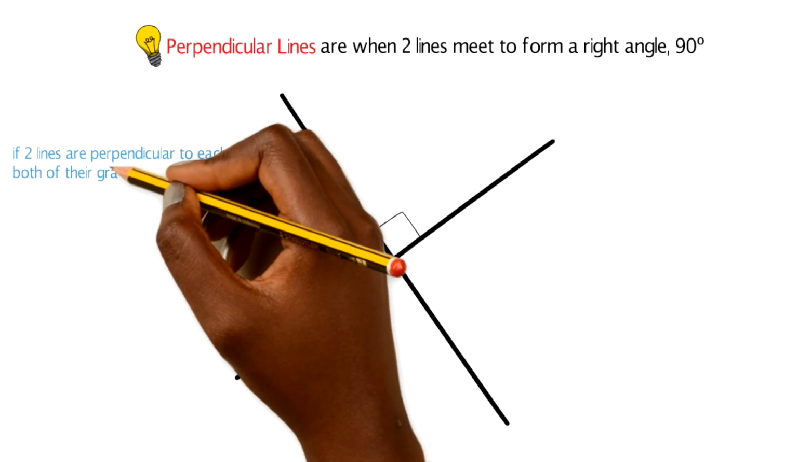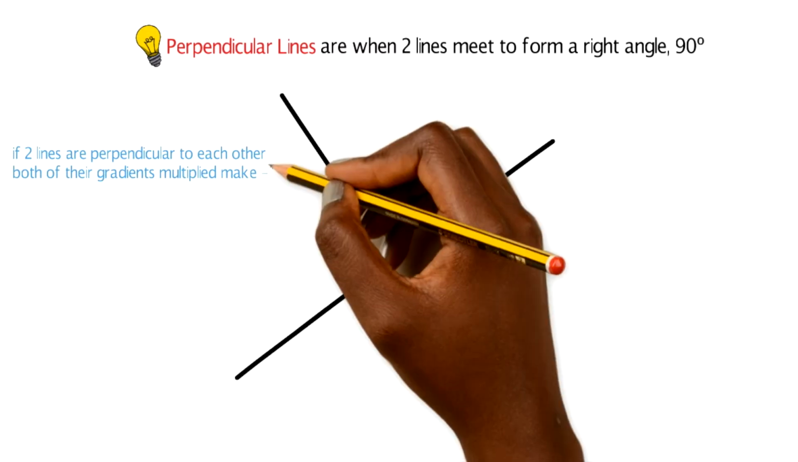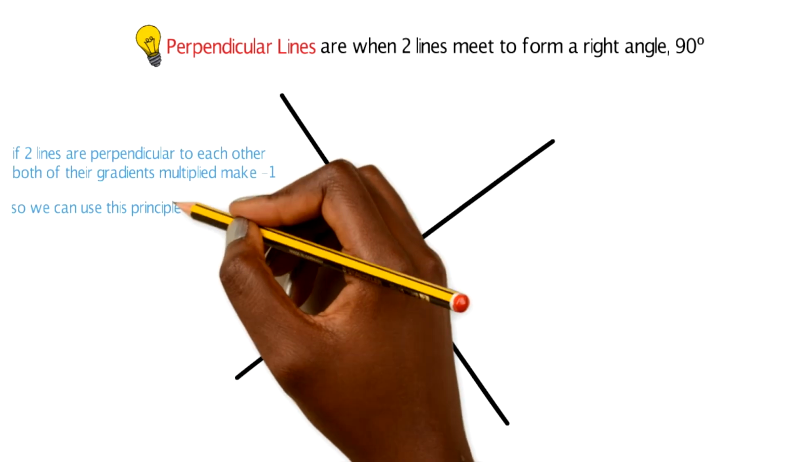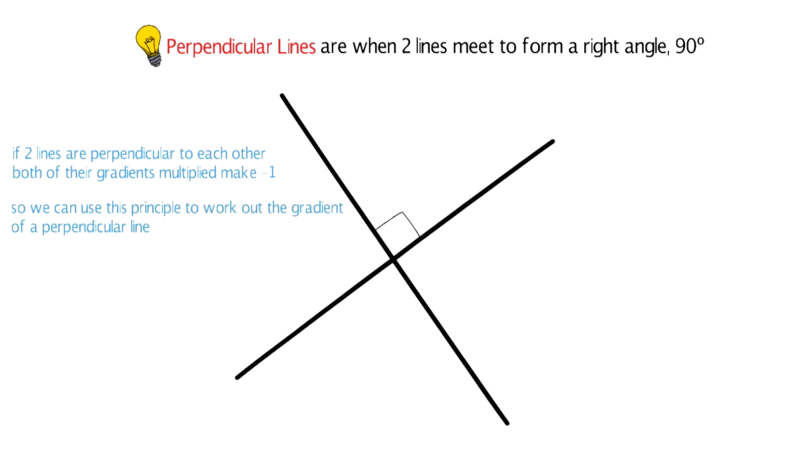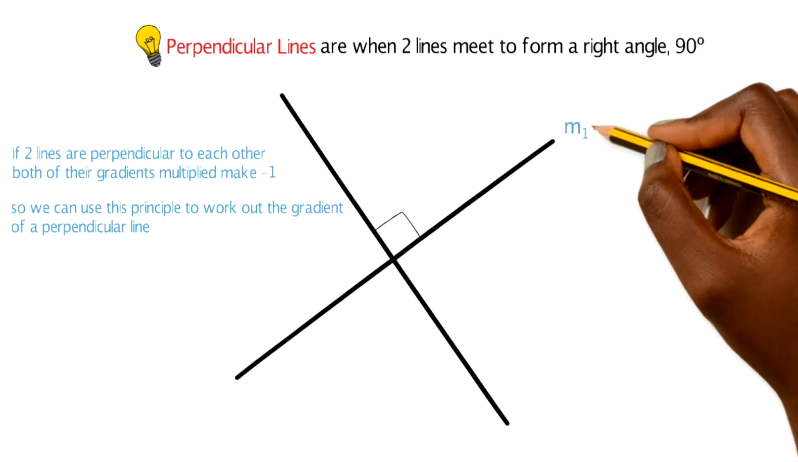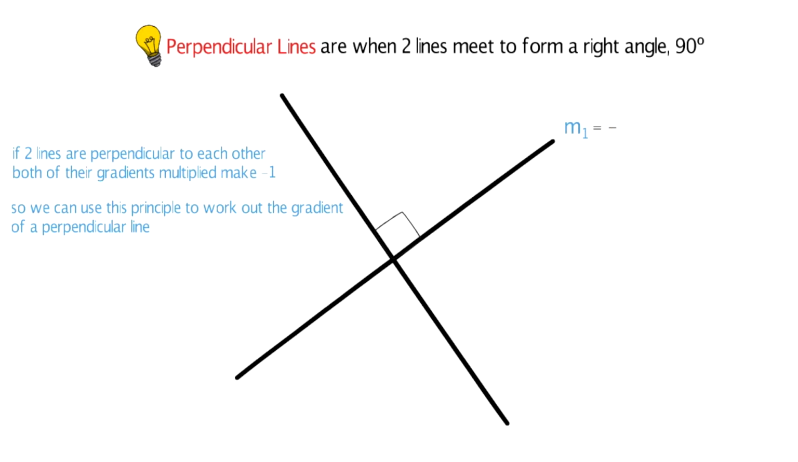If two lines are perpendicular to each other, when you multiply both of their gradients, they make -1. There's a reason this -1 plays an important role, because we can use it to work out the gradient of a perpendicular line. Let's say the gradient of the line M1 is -2, and we want to work out the gradient of another line. I'm using M because M usually represents gradient in y equals mx plus c.